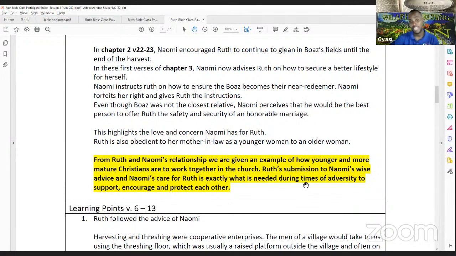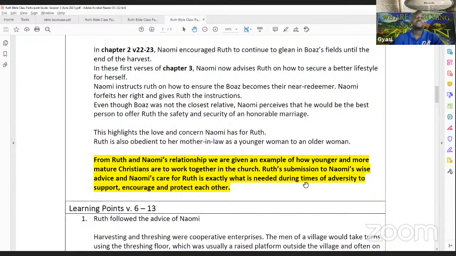Without Naomi's advice, Ruth may not have known what she would be able to do to get that rest that Naomi had in mind for her. Ruth may have continued working hard, gathering the grain, gleaning till the end of the harvest.